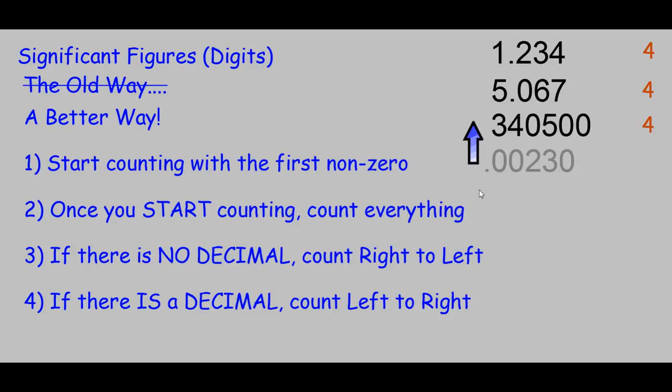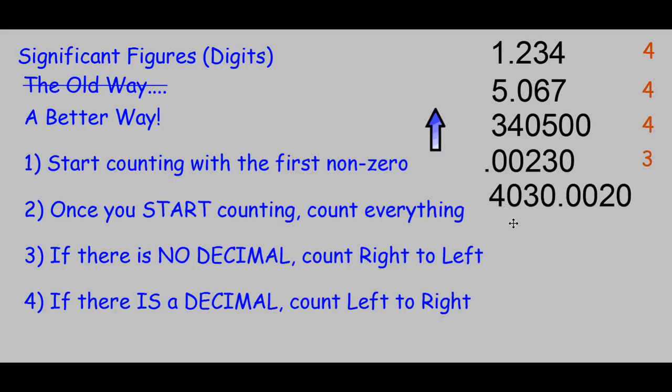The next one, we do have a decimal point, so we're going to go from left to right, but we're going to start with the first non-zero. So we're going to skip past these zeros, start with this 2, so we're going to count 1, 2, 3. And once we start counting, we keep counting, so we do include this 0 over here. So this one will have 3 significant figures. Our next example, it has a decimal point, so we'll count from left to right. Once we start counting, we keep counting. 1, 2, 3, 4, 5, 6, 7, 8. So we count all of those digits once we start counting with a non-zero.